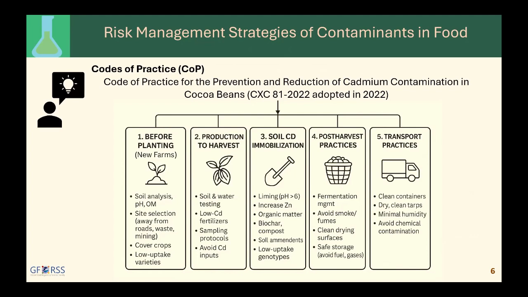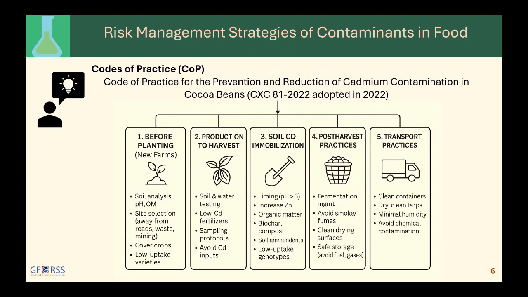Try also to work on the genetics of your species. Try to improve the genetics or the species of the tree that you are planting in order to select species that have low uptake. So try to select low uptake varieties. Then production to harvest. Soil and water testing. Do not irrigate with contaminated water. Low cadmium fertilizers. Pay attention not to be using fertilizers that are introducing more cadmium to the soil. Sampling protocols. Avoid cadmium inputs.